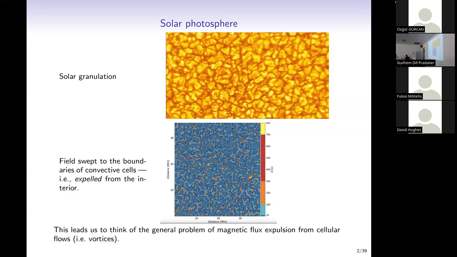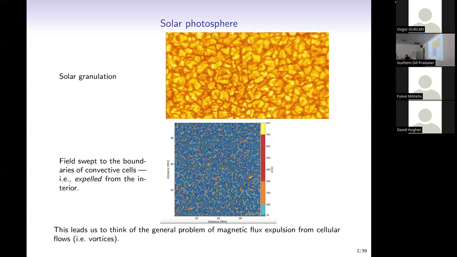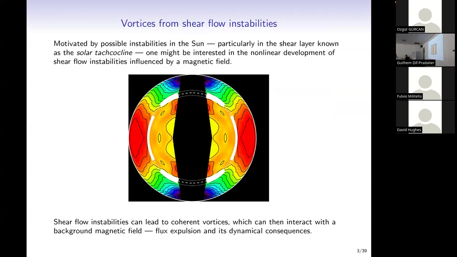So another astrophysical motivation is this. I'll explain this picture in a minute. So I'm going to be interested in vortices and magnetic field. Where else might we get vortices or cellular motion? Convection is one possibility. It's quite a complicated problem. Another where you might well get vortices is through instabilities of shear flows.